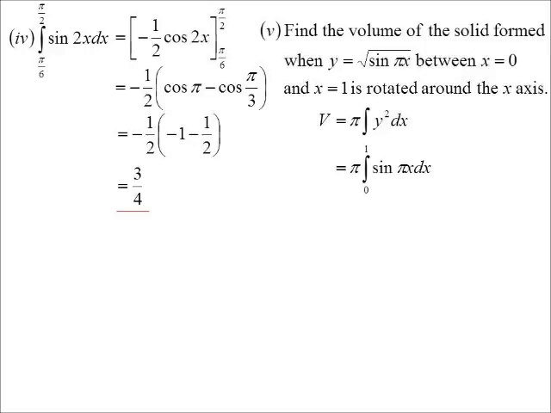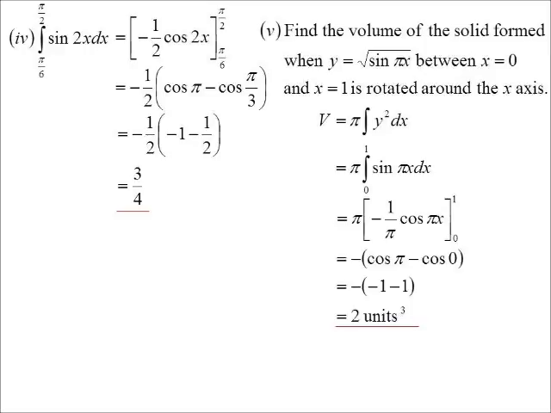Integrate sine, we get minus cosine, but 1 over the coefficient, which will cancel with the pi out the front. So there's our minus 1 on pi, which will cancel with the pi. And we just got cos pi x from 0 to 1. Cos of pi is minus 1. Cos of 0 is positive 1. So we got minus of minus 1 minus 1. Positive 2 units cubed is the volume.